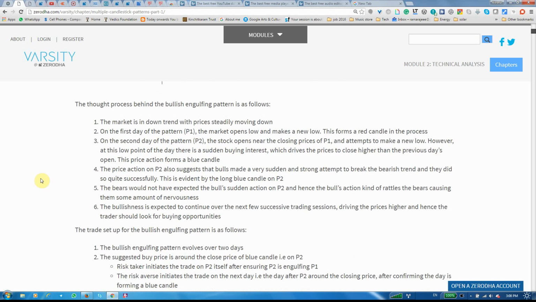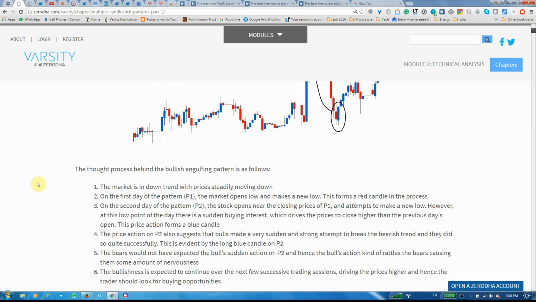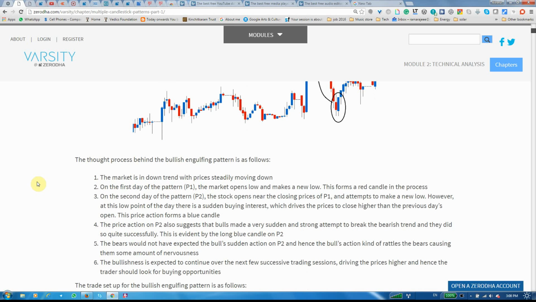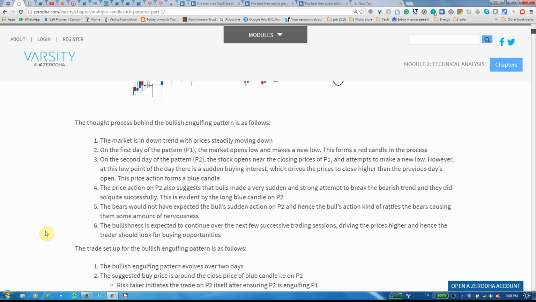The market is in a downtrend with prices steadily moving down. On the first day of the pattern, P1, the market opens low and makes a new low. This forms a red candle in the process. On the second day of the pattern, P2, the stock opens near the closing prices of P1 and attempts to make a new low. However, at this low point of the day there is a sudden buying interest, which drives the prices to close higher than the previous day's open. This price action forms a blue candle.